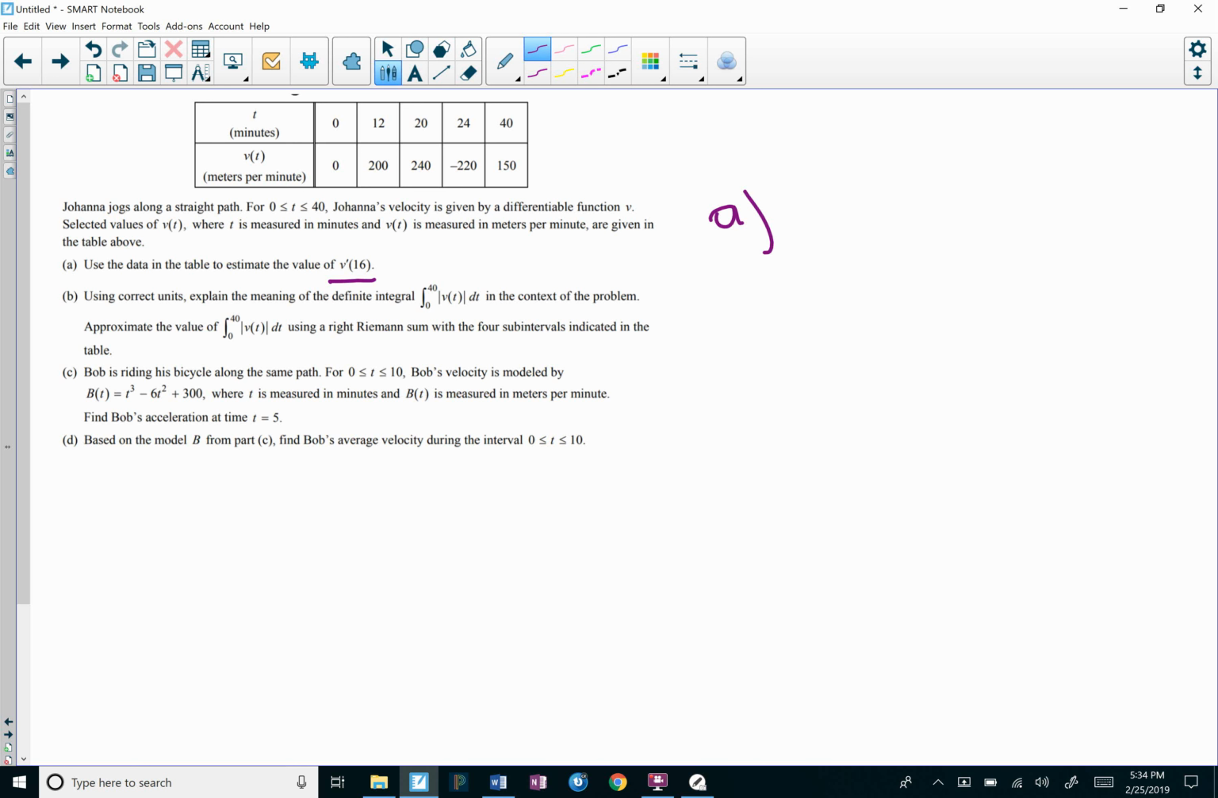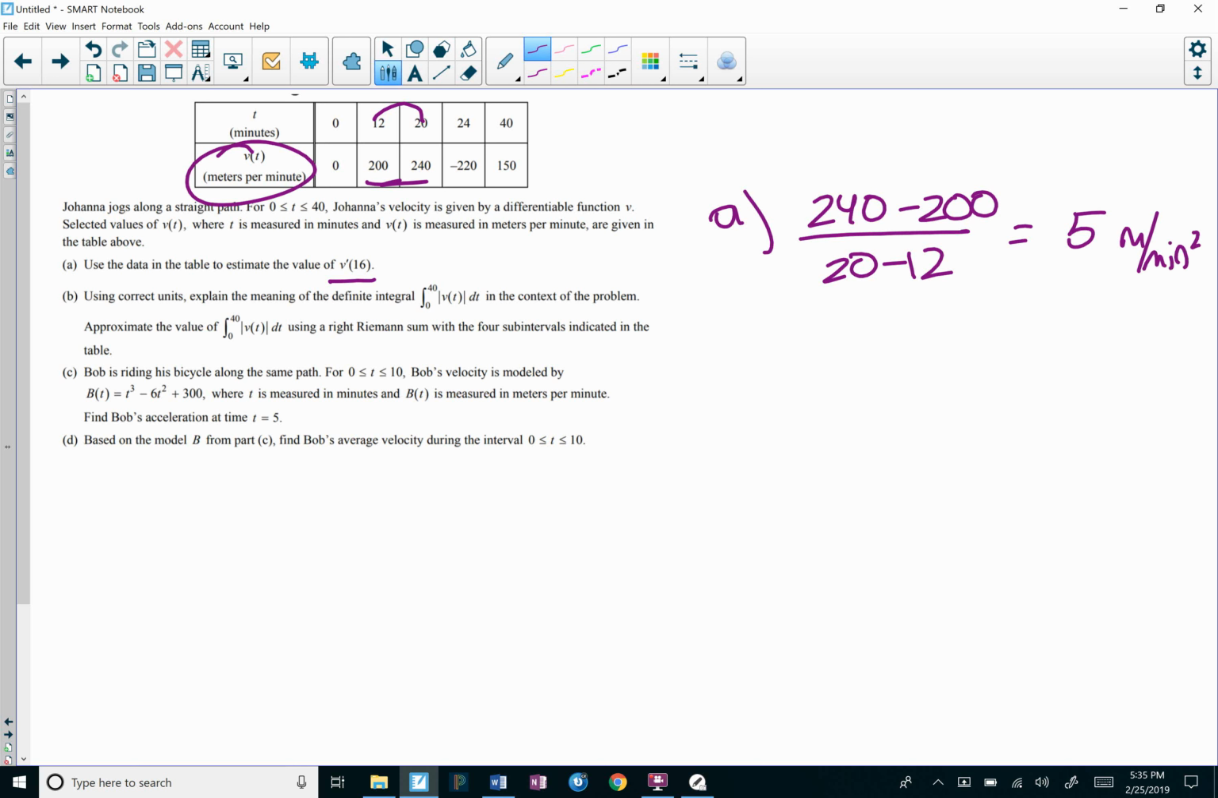Okay, so 16 is in between 12 and 20. Make sure you put the y's on top. So I have 240 minus 200 over 20 minus 12. I end up getting 5. It doesn't say that I need units, but I'm going to give them anyway. Now it's V prime, so it's the derivative of velocity. So that'd be meters per minute squared.